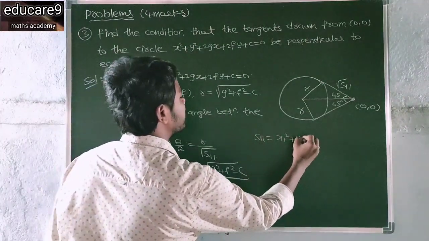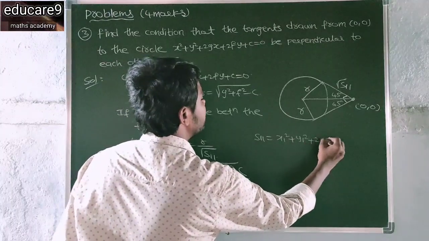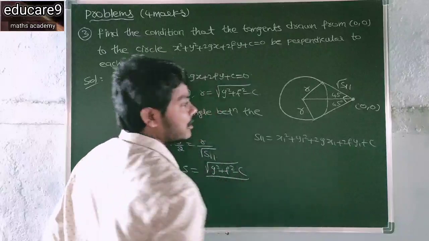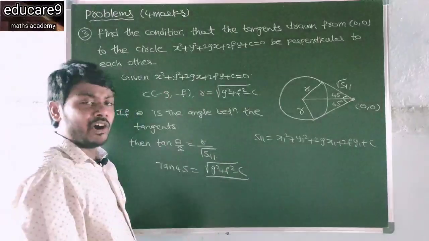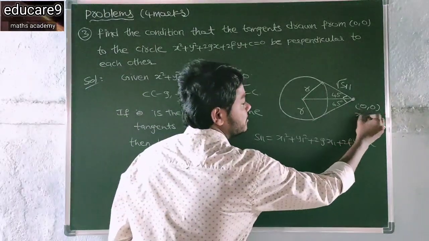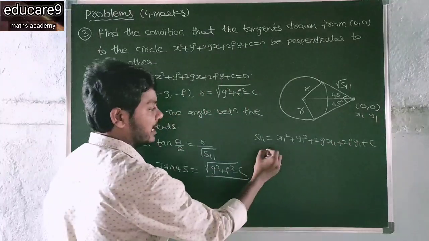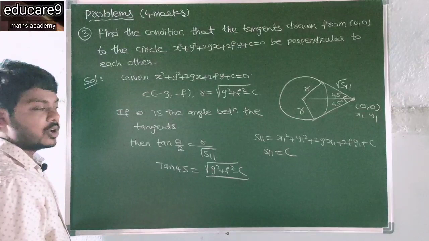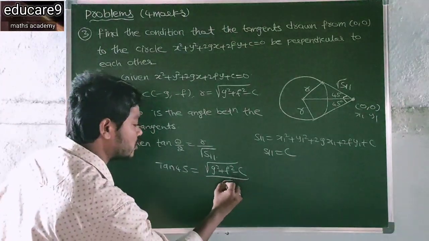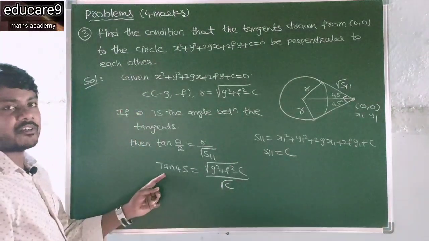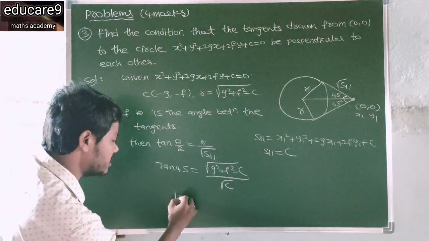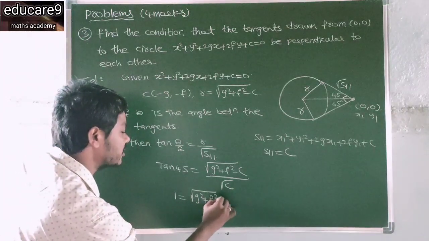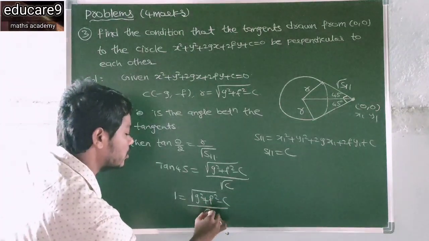x1 square plus y1 square plus 2gx1 plus 2fy1 plus c. But what is x1, y1? That is the origin. Substitute here, what do you get? s11 is equal to c. So therefore root s11 is root c. So what is the tan 45 value? 1. So 1 is equal to square root of g square plus f square minus c by root c.